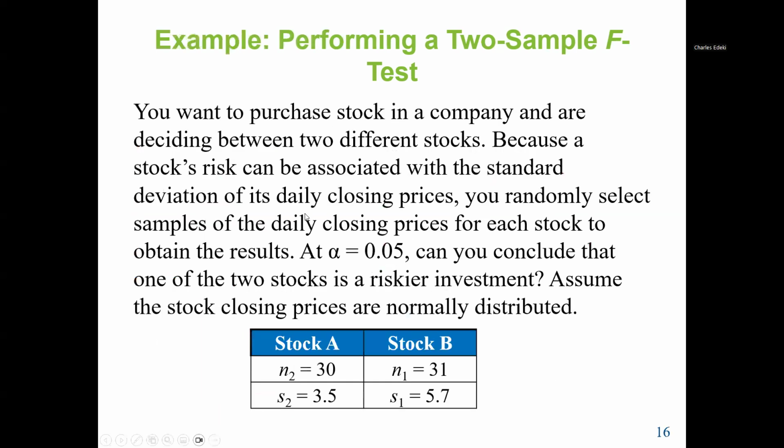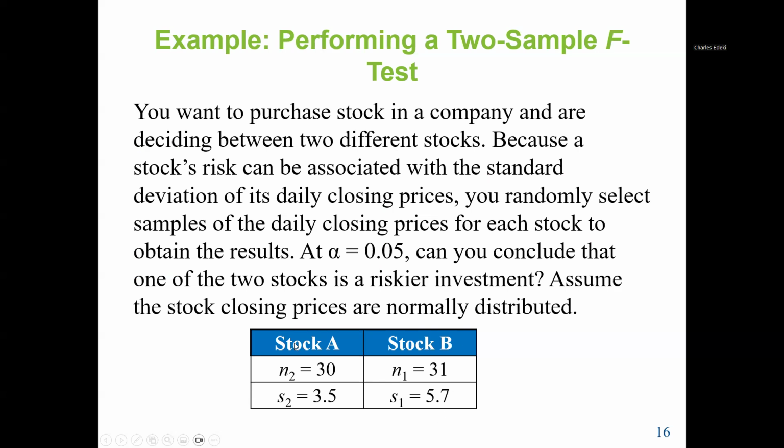Now let's look at the second example. Here we should perform a two-sample F test again. You want to purchase a stock in a company and are deciding between two different stocks. Because a stock's risk can be associated with the standard deviation of its daily closing prices, you randomly select samples of the daily closing prices for each stock to obtain the result. So at alpha equal to 0.05, can you conclude that one of the two stocks is a riskier investment, assuming the stock closing prices are normally distributed?